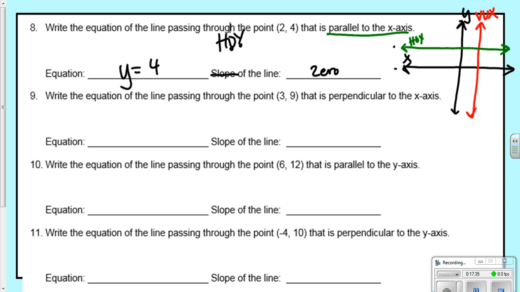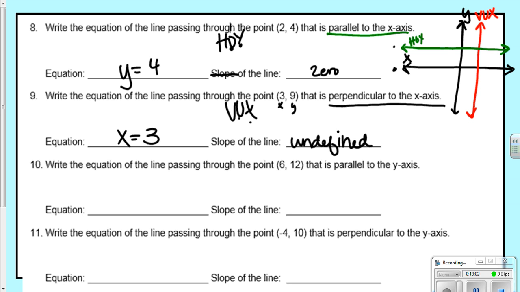Number 9, write the equation of the line passing through the point (3, 9) that is perpendicular to the x. Okay, I'm going to focus on that for a second. Again, here's the x, side to side. Perpendicular to that would be the up and down, vux. So we're talking about a vux now. Okay, well, again, u is the slope, so that's undefined. How do I write the equation? That's the x part of this. x equals, and you just write a number. So in this case, looking at my point (3, 9), x is 3.